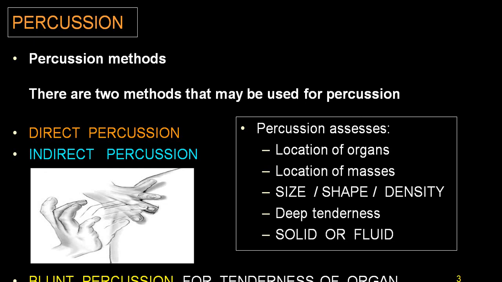Indirect percussion means we put a finger in between, that we call the pleximeter finger, and with the percussing finger we percuss and produce the sound. That is called the indirect method. This is the indirect method.